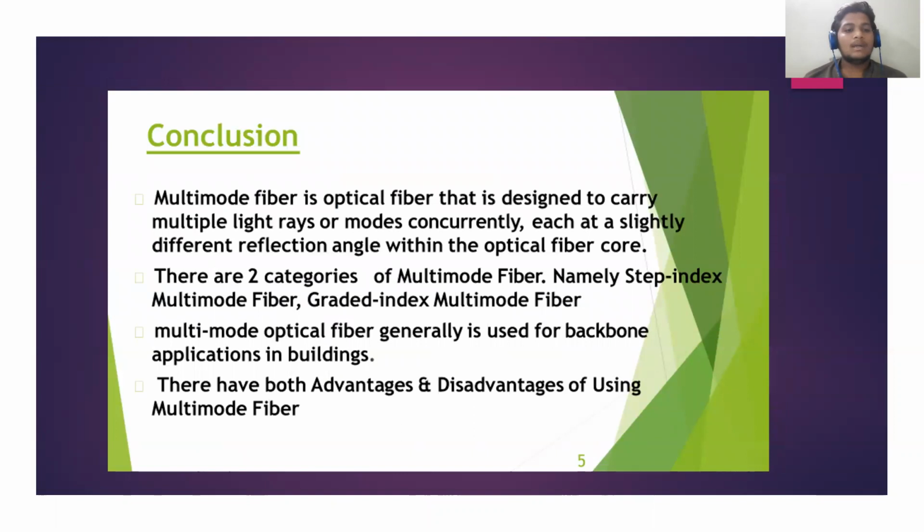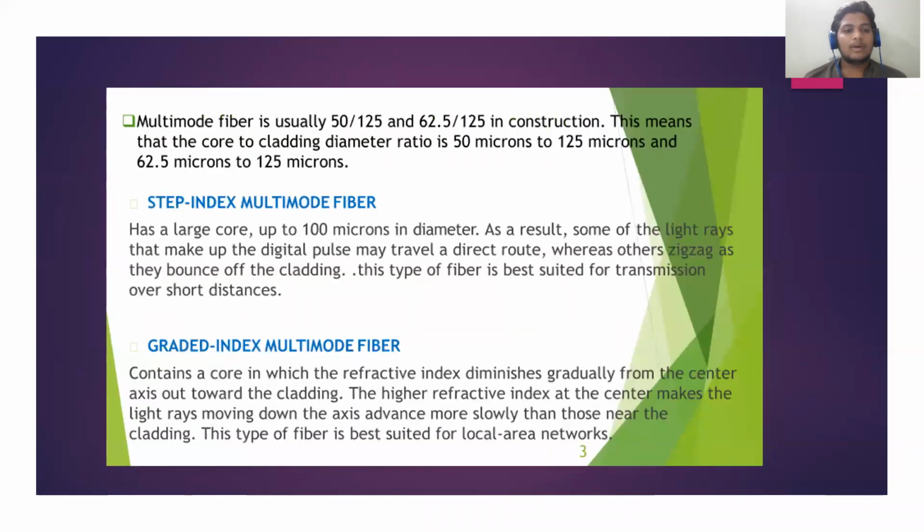The conclusion: multi-mode fiber is an optical fiber that is designed to carry multiple light rays or modes concurrently, each at a slightly different reflection angle within the optical fiber core. There are two categories of multimode fiber, namely step index multimode fiber and graded index multimode fiber. Multimode optical fiber is generally used for backbone applications in the building. They have both advantages and disadvantages.